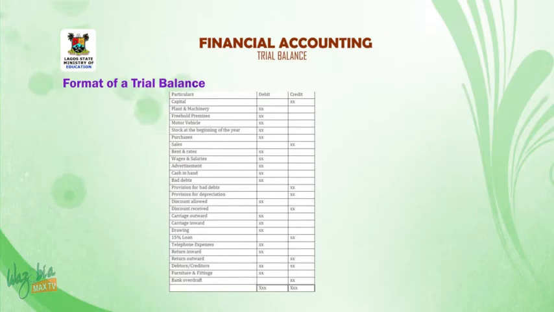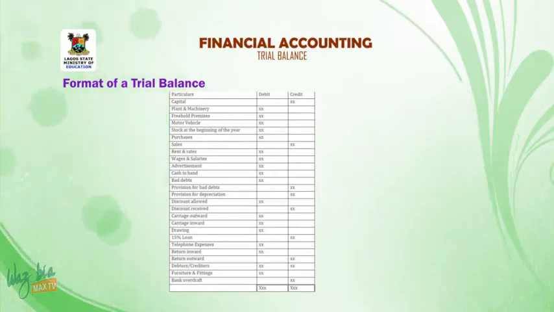15% loan is a liability and is taken to the credit column of the trial balance. Telephone expenses is an expense, is taken to the debit column of the trial balance. Return inward is like an expense because we are going to pay back the customer who has returned the goods, and therefore is taken to the debit column of the trial balance.